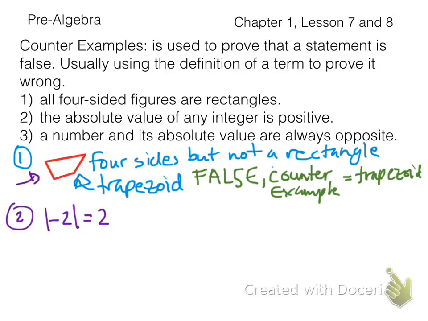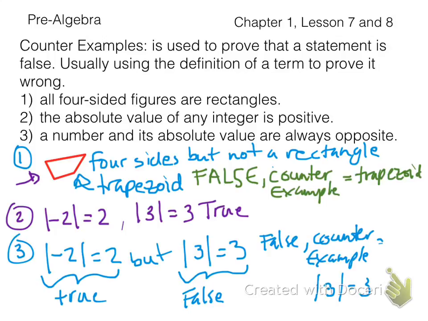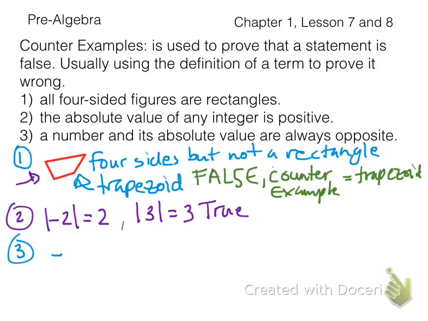Next statement: the absolute value of any integer is positive. Well, if I have the absolute value of -2, the absolute value of -2 is 2, so that's true. And if I have the absolute value of 3, it is 3. So the absolute value of any integer is positive. So this is a true statement.